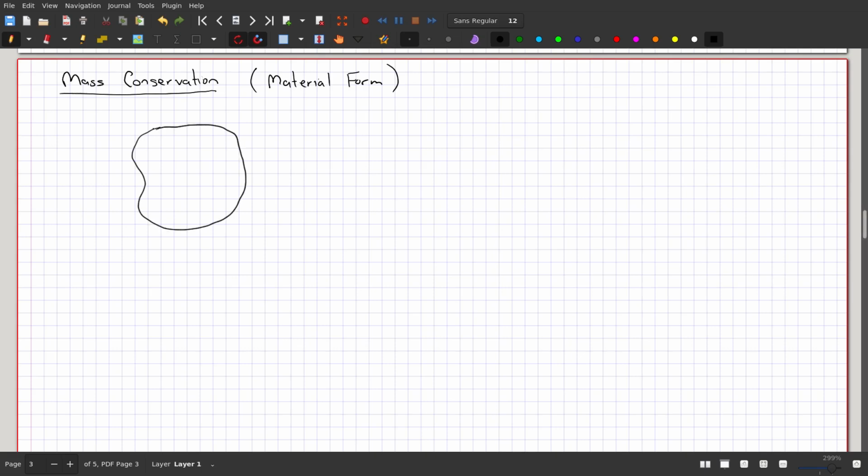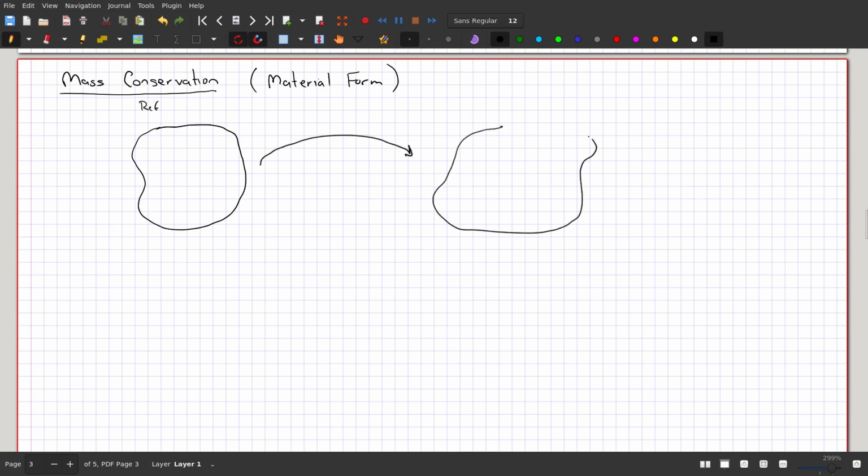We have a potato in the reference configuration, and we're going to deform that potato to the current configuration. Over here in the current configuration, we're going to look at a little infinitesimally small chunk of mass that we'll call dm.